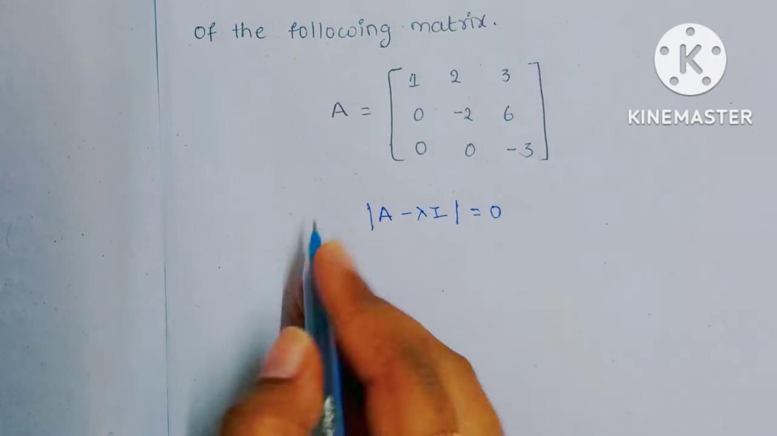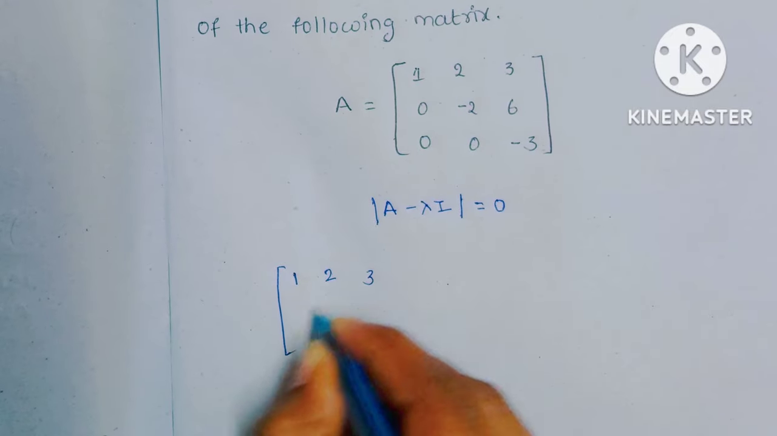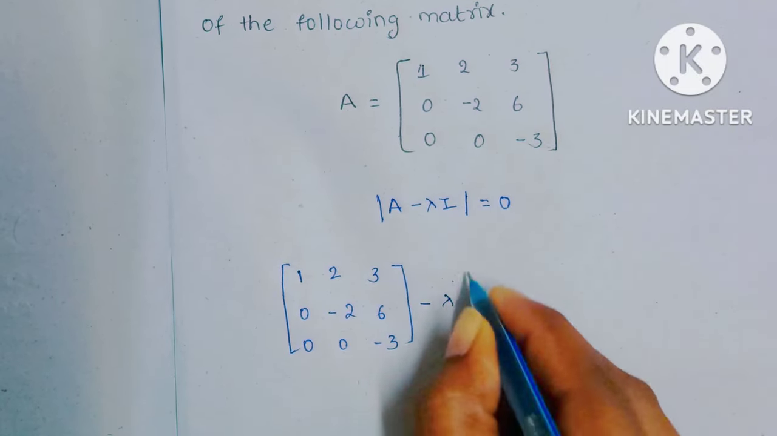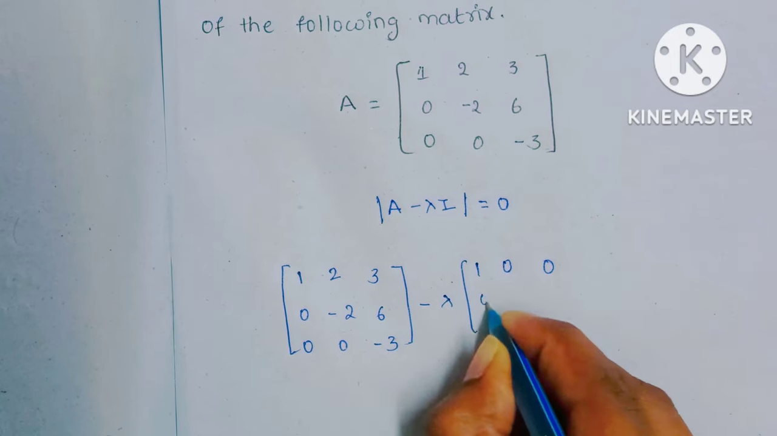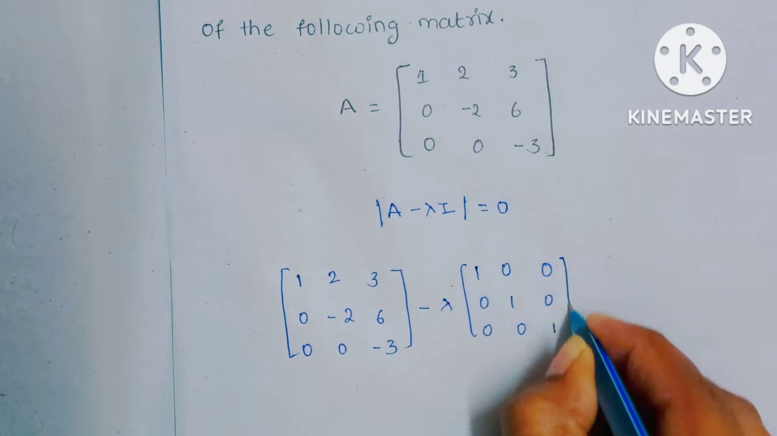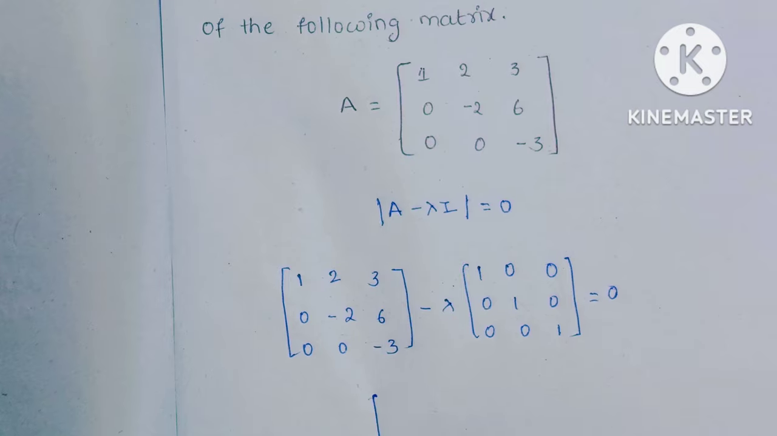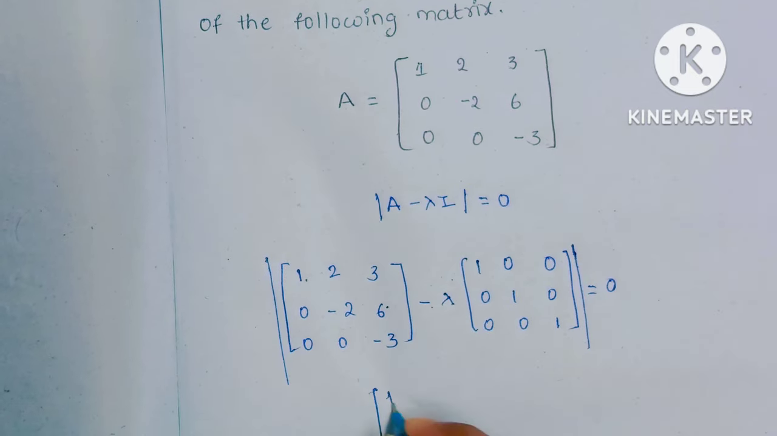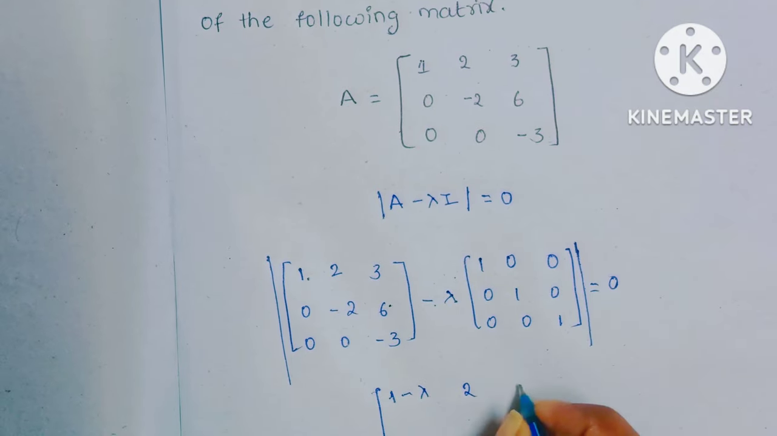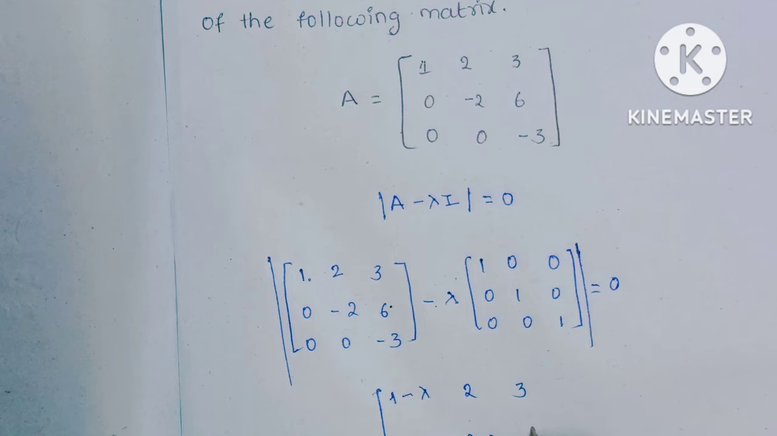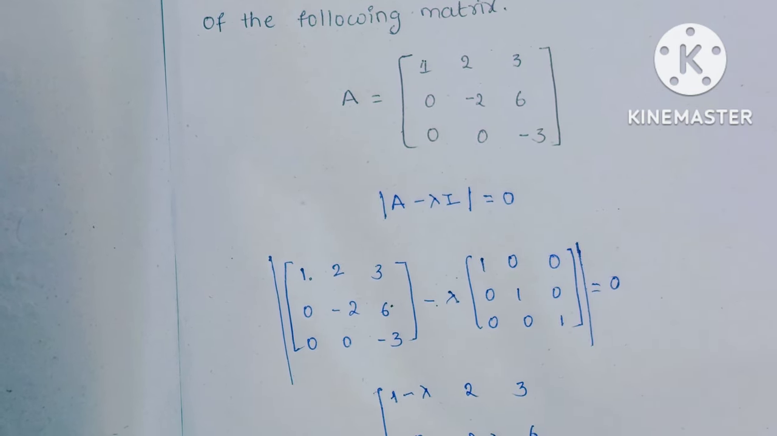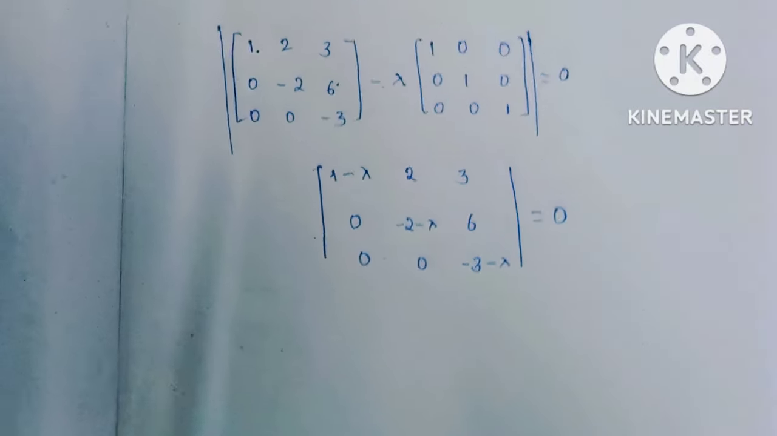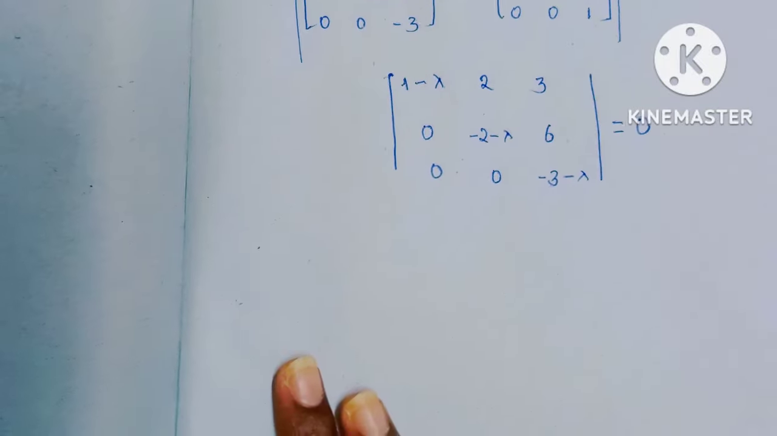Here, the A matrix is 1, 2, 3, 0, minus 2, 6, 0, 0, minus 3, and minus lambda into I is nothing but the identity matrix 1, 0, 0, 0, 1, 0, 0, 0, 1, which is equal to 0. So here A minus lambda I is the matrix with 1 minus lambda, 2, 3, 0, minus 2 minus lambda, 6, 0, 0, minus 3 minus lambda, and its determinant is equal to 0.